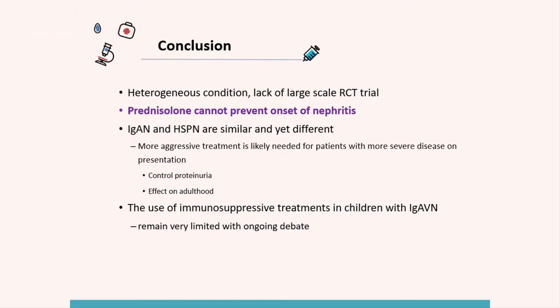So the conclusion for now is that IgA-VN is a very heterogeneous condition, and we don't have a large-scale randomized controlled trial to tell us which drug is better than which. But one thing for sure is that prednisolone cannot prevent the onset of nephritis. IgA-N and IgA-VN are similar and yet different, and we have evidence to suggest that more aggressive treatment is likely indicated for children with IgA-VN, especially when they have more severe disease on presentation. The use of immunosuppressive treatments in children remains quite limited. The evidence remains limited and there's an ongoing debate, but we think it might be useful in severe cases.